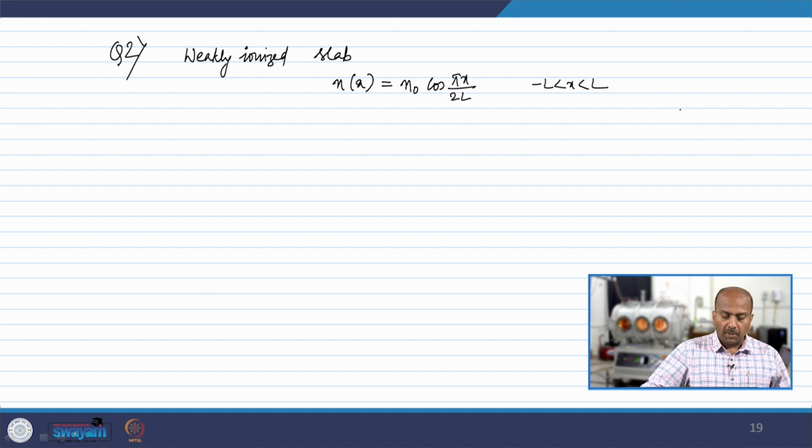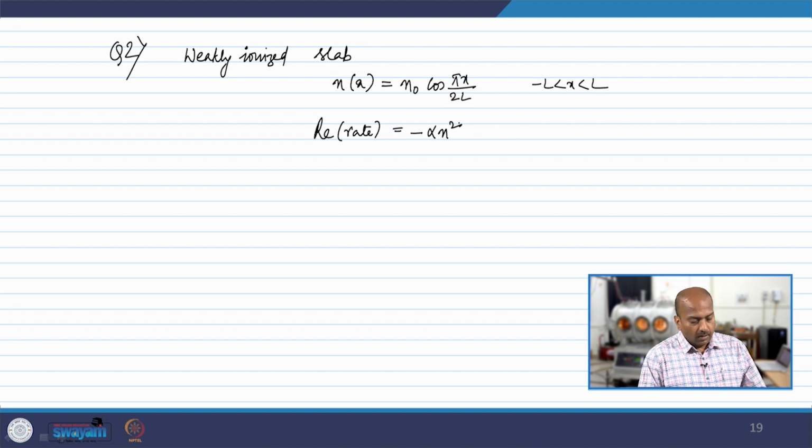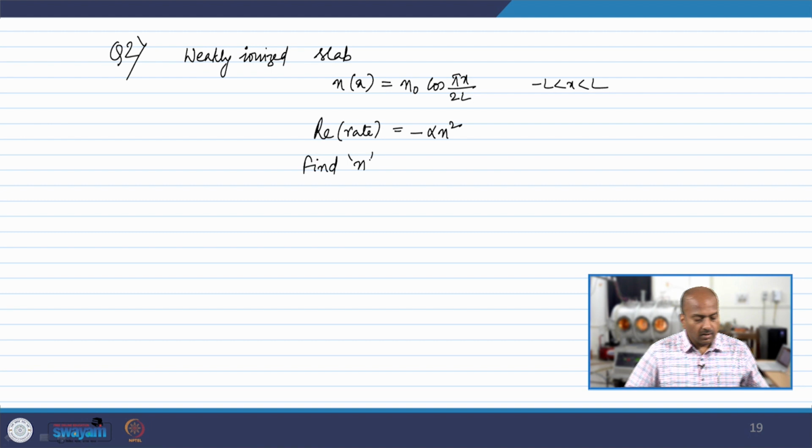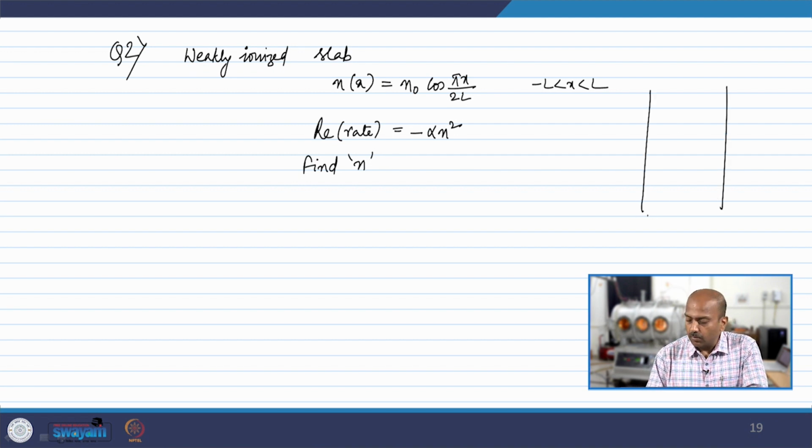Suppose the plasma decays both by diffusion and recombination, and assume the rate of loss due to recombination is minus alpha n square, where alpha is just a constant. Find the value of n at which the rates of recombination and the diffusion are equal. Okay. So, what have you been given? You have been given an arrangement in which plasma is not uniformly distributed, rather following a distribution which is n of x, which is n naught cos pi x by 2L.